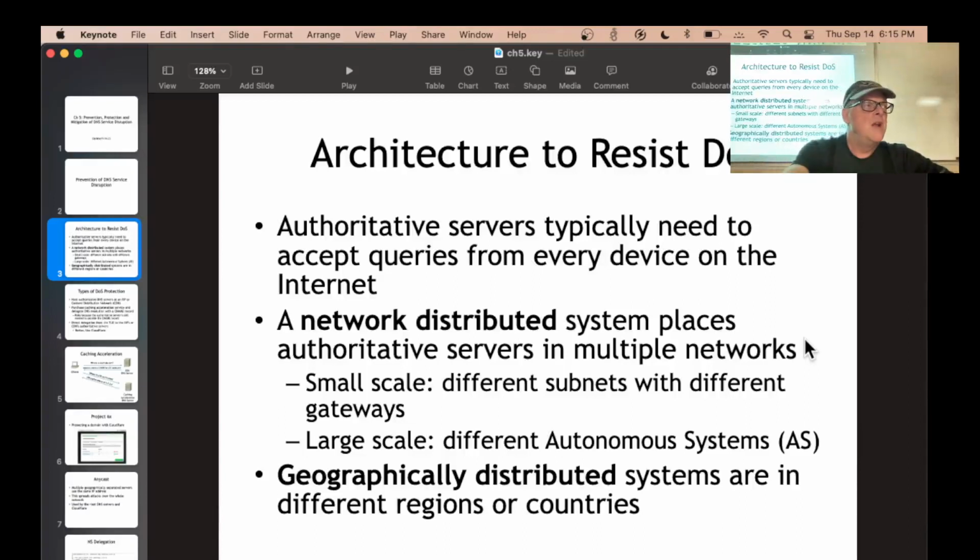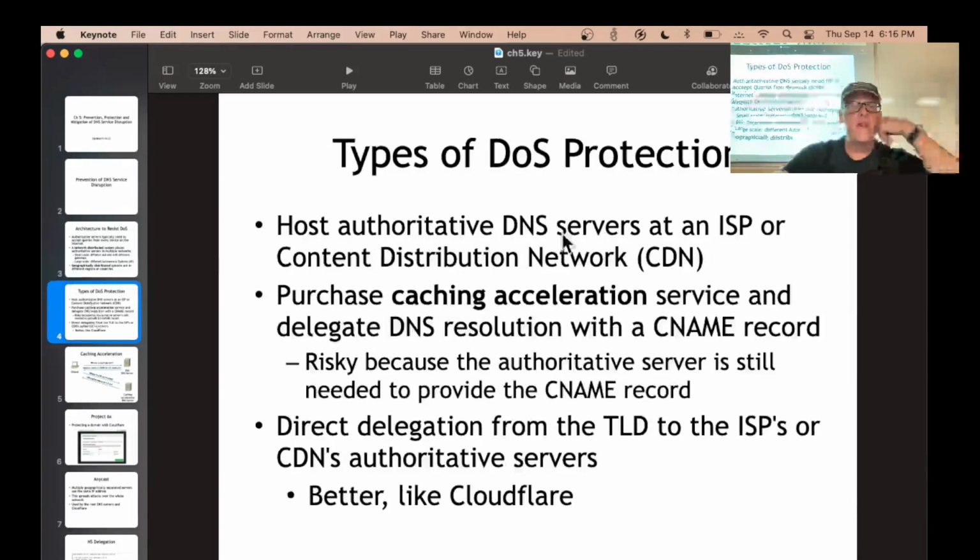So if one network goes down, the other network can take over, like two different internet service providers like Comcast and AT&T. And then for really powerful systems, you get geographically distributed systems like what Google has, where there are just servers all over the world. So even if a whole country was to go down, you'd still have servers to provide service. And so there's various ways to do it.